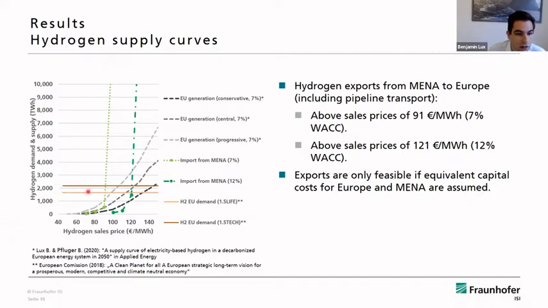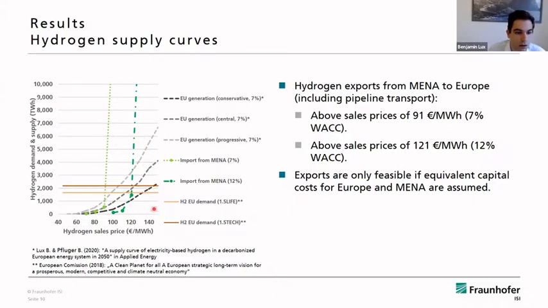Here, the red lines that are horizontal are hydrogen demands that we derive from the long-term strategic vision of the European Commission, which was published in 2018. These lines represent scenario results of hydrogen demands that are achieved in these greenhouse gas neutral scenarios. And there we have hydrogen demands in the European Union between 1,600 terawatt hours and 2,200 terawatt hours. In gray, you see European supply curves. So these are equivalent calculations that we've already published for hydrogen production in the European Union.